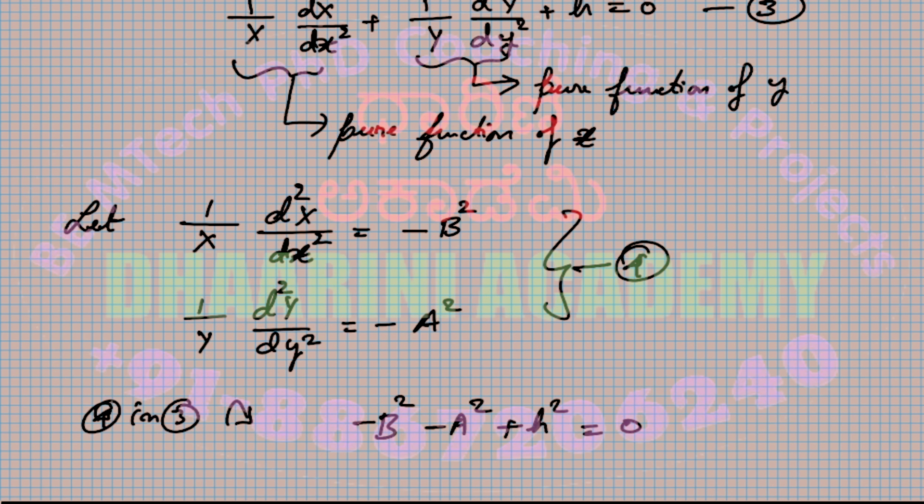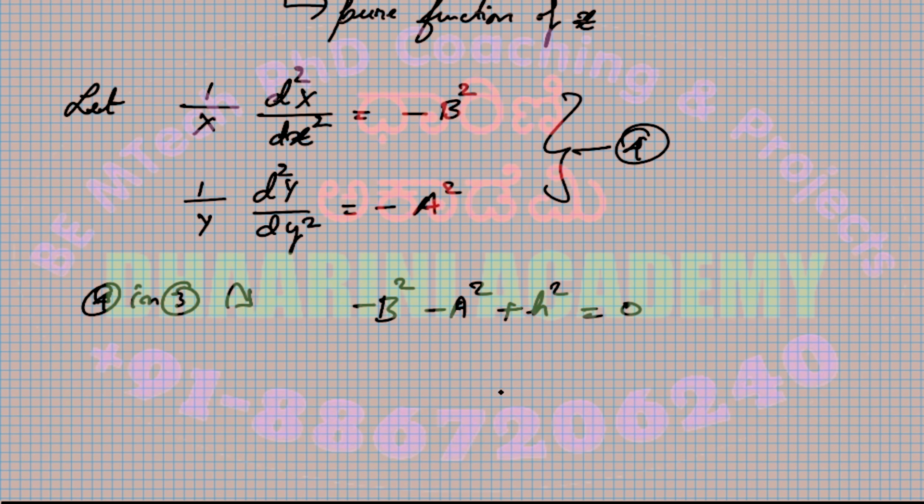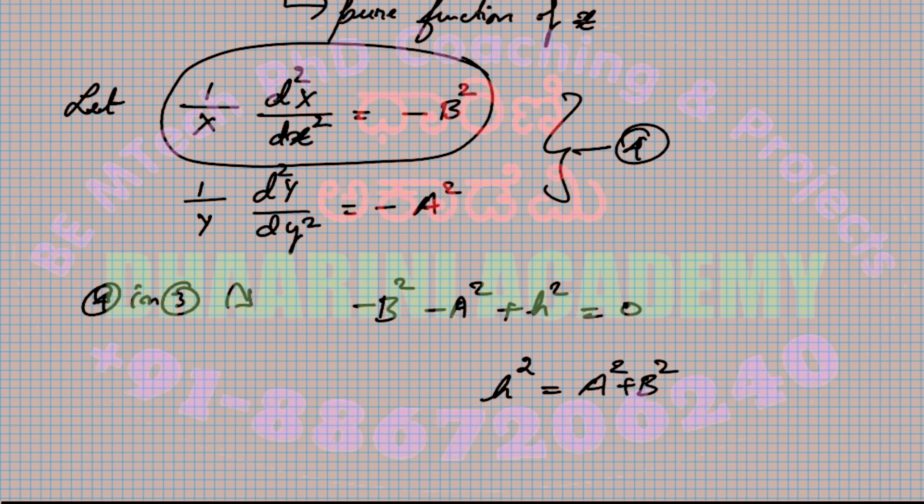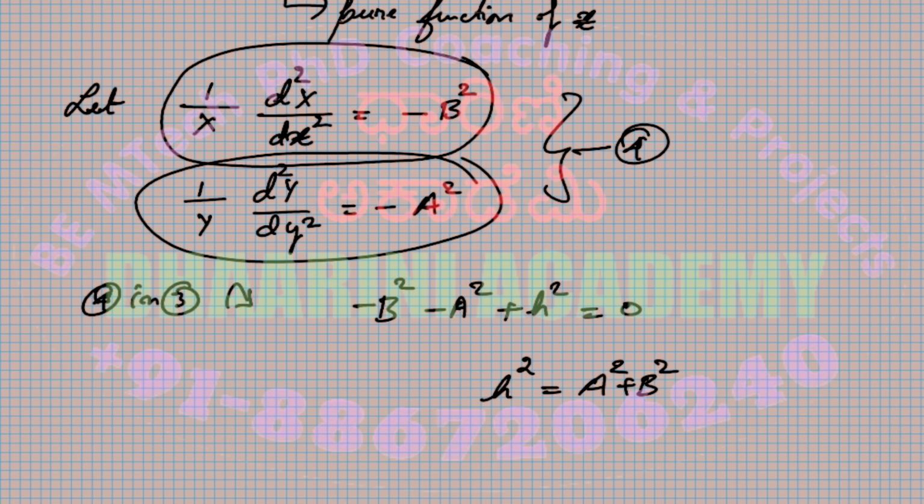Or in other words, it's the same. I wanted to bring it to this format. That's why we had made a substitution in that fashion. h square is equal to a square plus b square. This is the ultimate thing I wanted. Now anyway, you can see that this is a second order differential equation. This is another second order differential equation. Equation number 4 represents two second order differential equations.